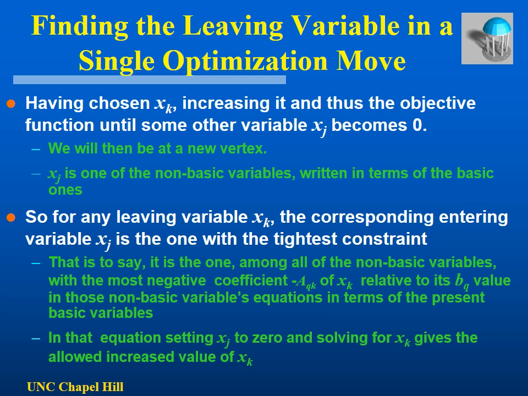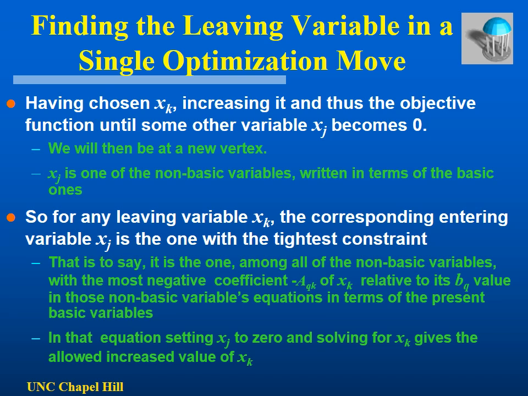Thus, we can compare for all the non-basic variables this ratio of a sub qk to bq and find the most positive of those, the largest of those. That will be our entering variable, our most constraining variable.